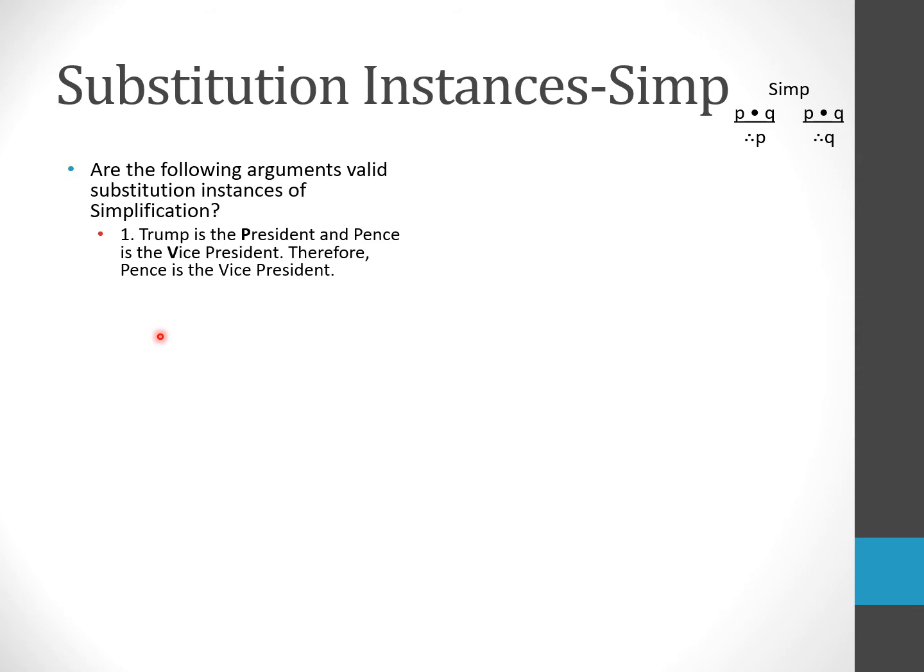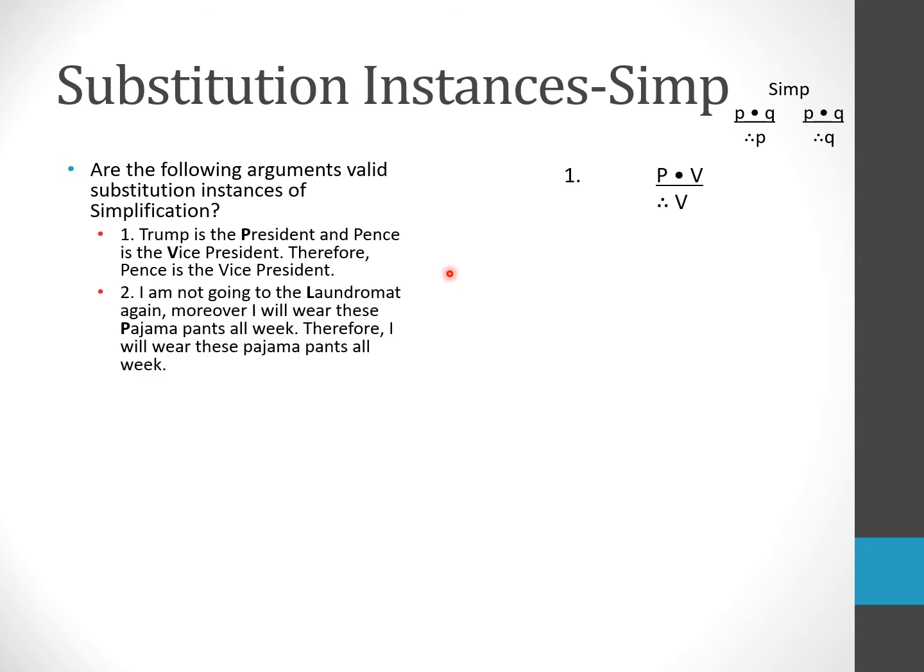So here's the first one. Trump is the president and Pence is the vice president. Therefore, Pence is the vice president. So this is a real world example where both parts of the conjunction are true. And that's how we symbolize it. So both parts of the conjunction are true. Therefore, they can both stand on their own. Whether they're conjoined or not, it is true that Pence is the vice president. And from the assertion of that conjunction, we know that both conjuncts must be true if they're going to be on a proof. So yeah, that's a perfectly good instance of simplification.